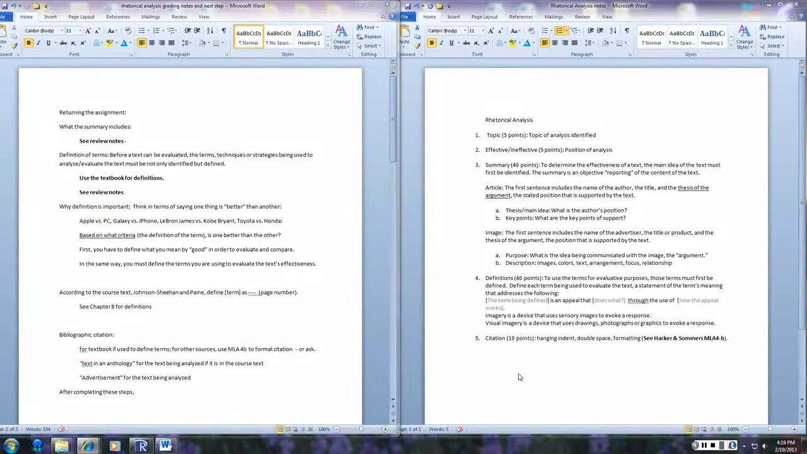After submitting the topic for your rhetorical analysis, I wanted to go over some of the things that you need to address before you begin drafting your paper. First of all, make sure that your summary meets the guidelines in the Hacker and Sommers text. Notice over here on the right where it discusses what the summary is.